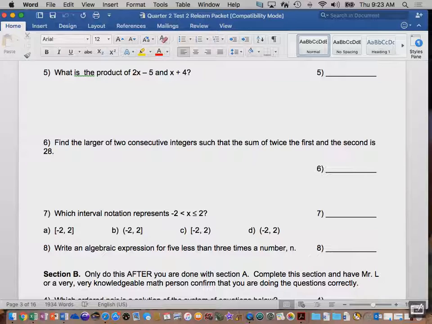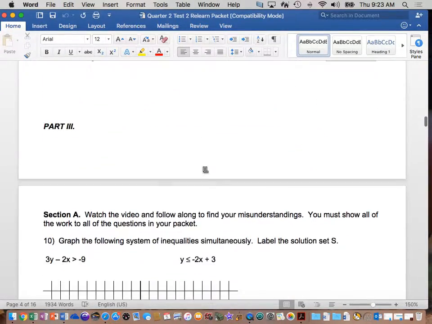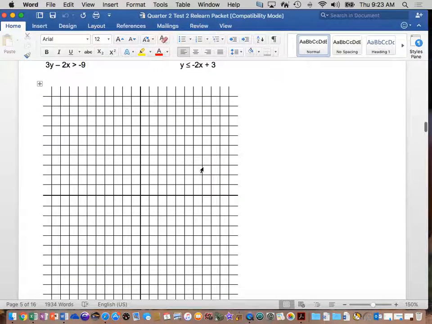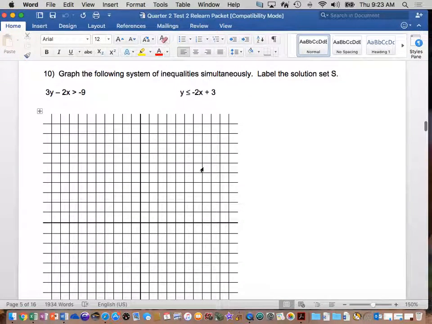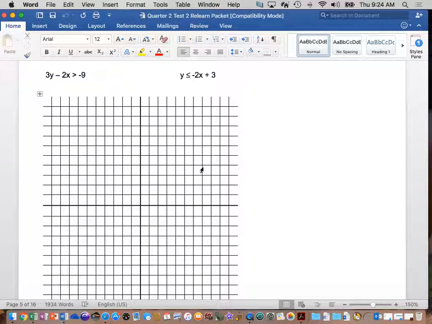All right, let's scroll this up a little bit. Okay, section A on part 3 is to graph these and label the solution set S. So, let's do that now. 3y minus 2x is greater than negative 9.